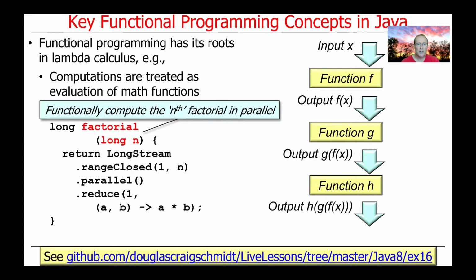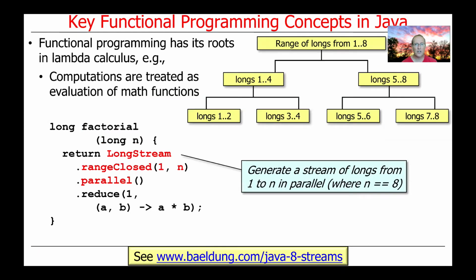Here's a very, very simple example of this. This will compute the nth factorial in parallel. So what we're going to do is compute n factorial, and you can actually go to my GitHub repository and click on this link, and you'll find the example that demonstrates what we're about to walk through at a high level here. So what we're doing here is we're going to generate a range of values from 1 to n. Let's say n is 8, just to make it simple to fit onto one slide.